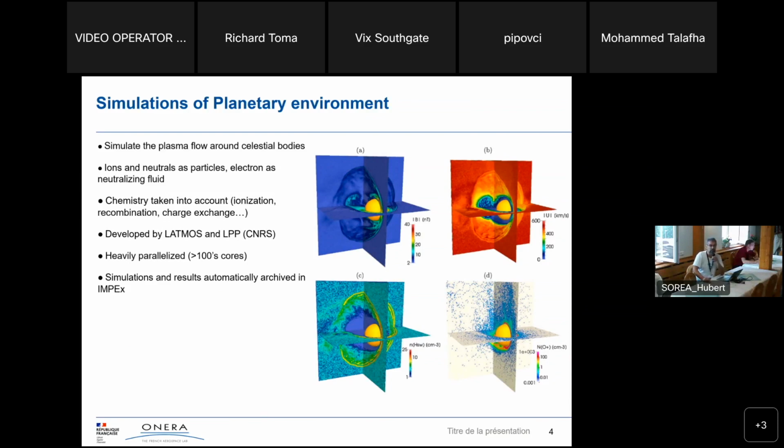It was developed by LATMOS and LPP in France. So it's a very heavily parallelized code. To perform such simulations, you need hundreds of cores and a few days of simulation. And the simulation results are automatically archived in a standardized way, which was defined in the IMPEX project. It was an FP7 project. And now the work which was done in the IMPEX project was handed over to the space community. So it's now led by the Association.